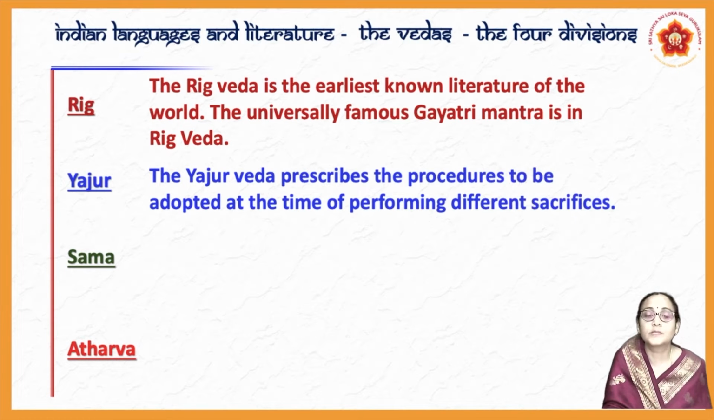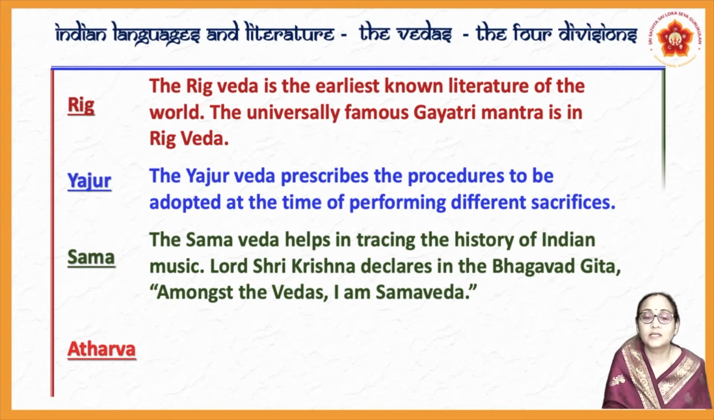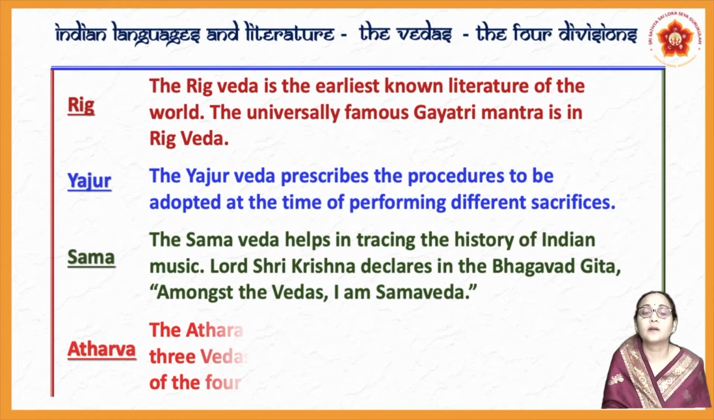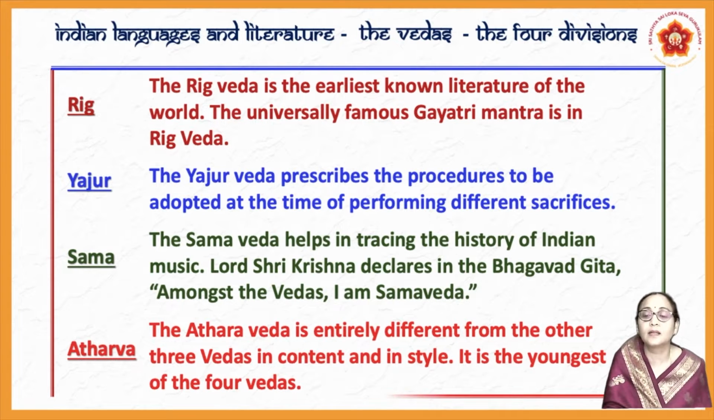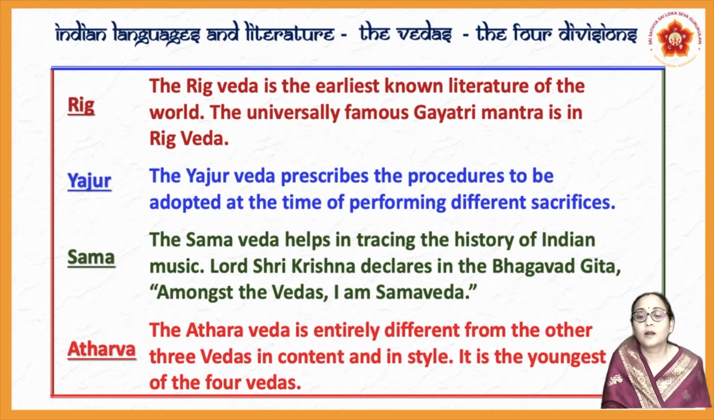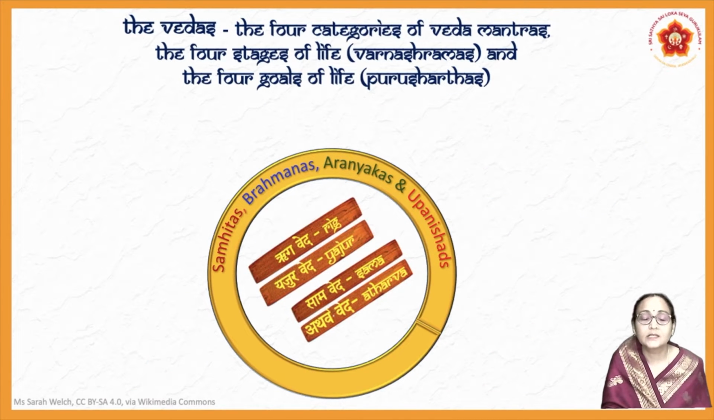The Yajur Veda prescribes the procedures to be adopted at the time of performing various sacrifices or yajna procedures. The Sama Veda helps in tracing the history of Indian music. The Atharva Veda is entirely different from the other 3 Vedas in its content and style. It is the latest of the 4 Vedas, and each of these Vedas is divided into Samhitas, Brahmanas, and Upanishads. Further, they also include the Aranyaka portion.